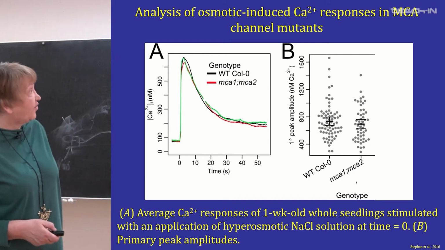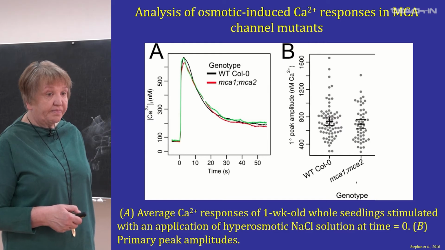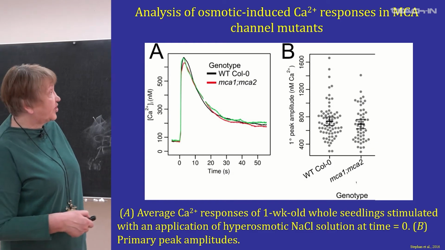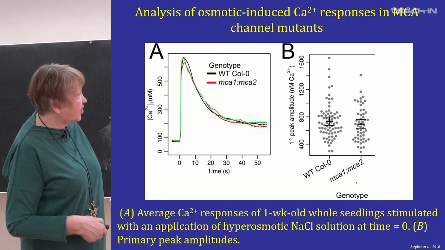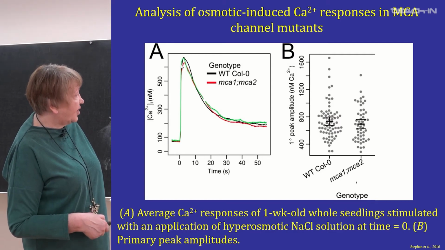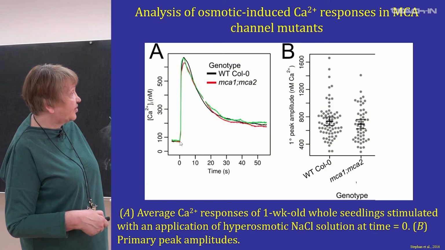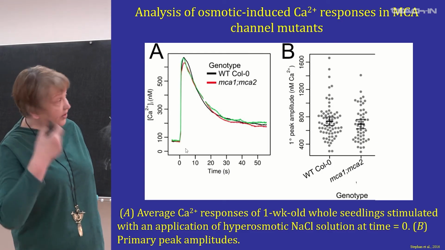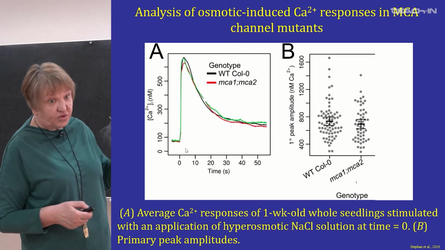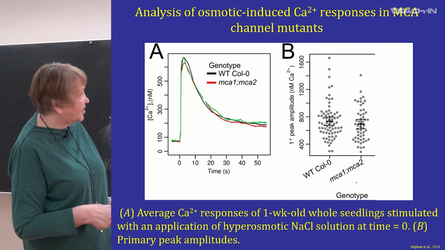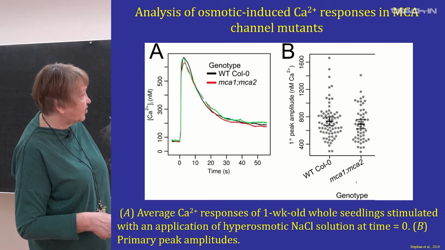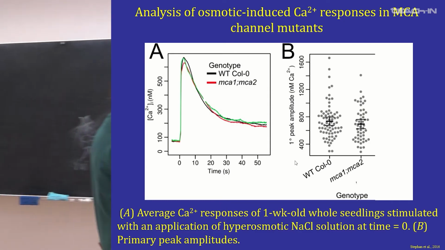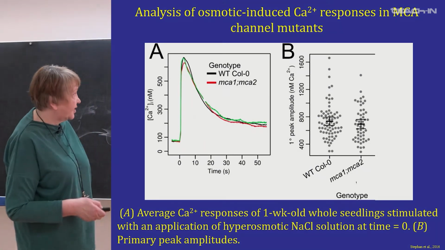However, if you analyze osmotic-induced calcium responses in MCA channel mutants, you see that the responses are identical in the double mutant of MCA, and you remember there are two genes in Arabidopsis. It is identical, there is no difference. So they are not involved in response to hyperosmotic stress.